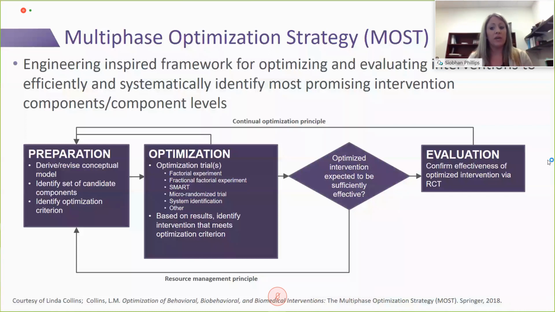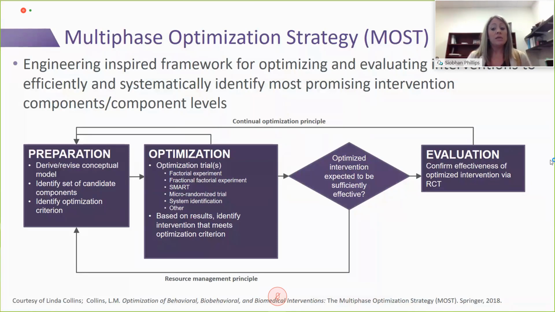The first phase is the preparation phase, which involves development of a conceptual model, identifying candidate intervention components, and identifying the optimization criteria you're basing decisions on. The second phase is the optimization phase, in which you actually estimate the individual contributions of intervention components and the interactions between components, decide which to retain at what levels or settings, and then finally you ideally assemble these components into an intervention and evaluate it in a randomized control trial.